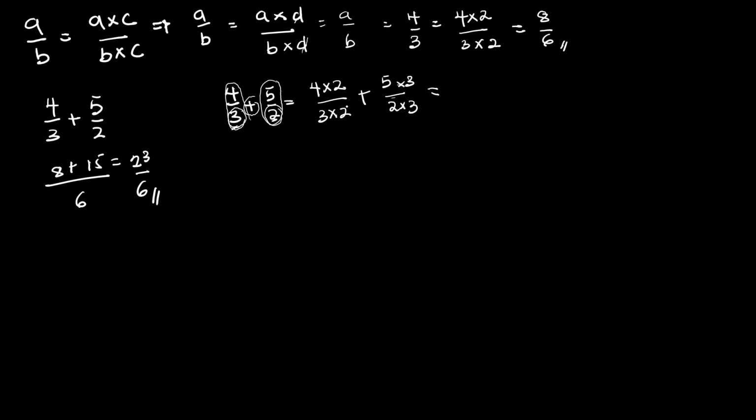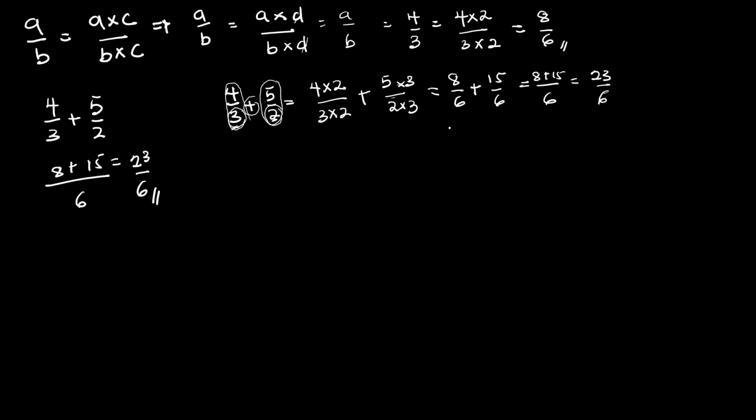And that is going to give us 4 times 2 is 8, all over this will turn 6, the 3 times 2. Then our plus will come. Then the 5 times the 3 is going to give us 15 all over 6. Whenever you're having something like this and the bases are the same, you just need to repeat one of the bases and then you can add the tops. So in this case, 8 plus 15 is going to give us 23 all over 6.